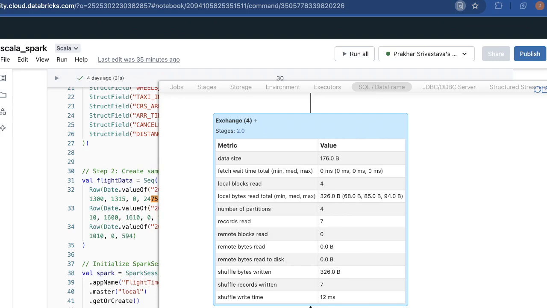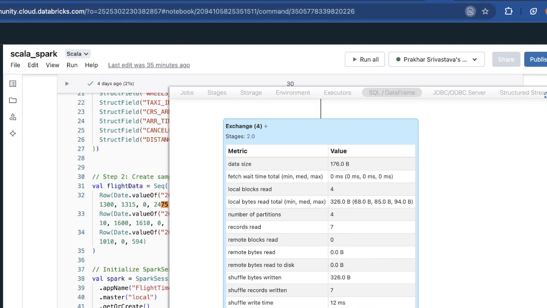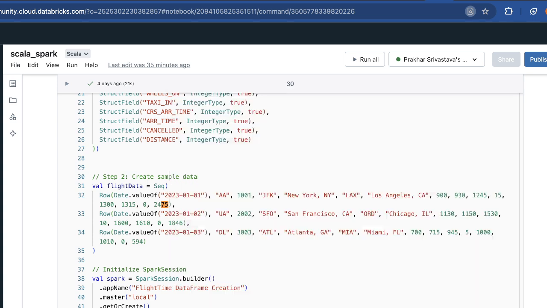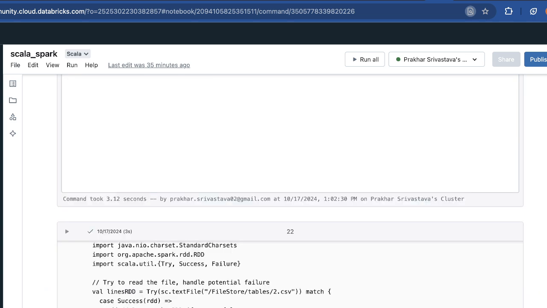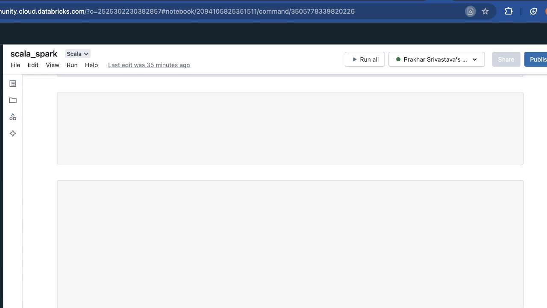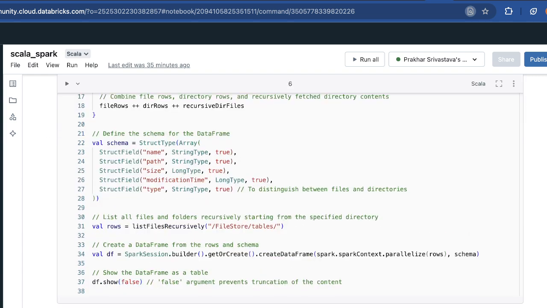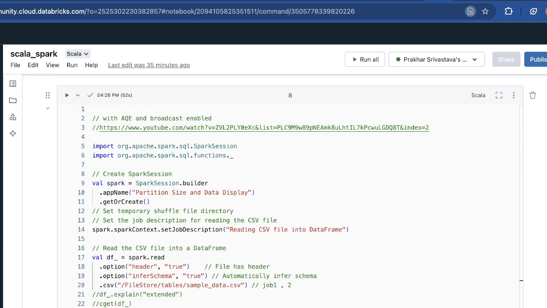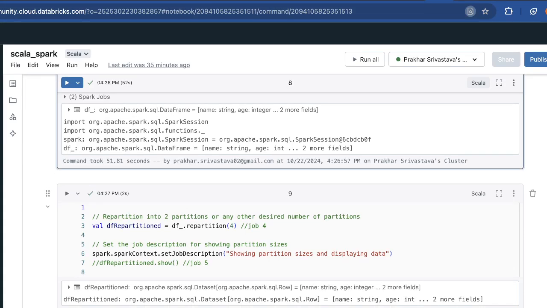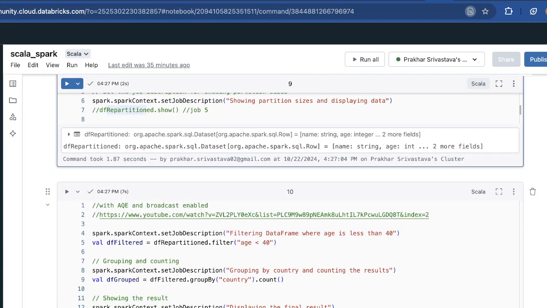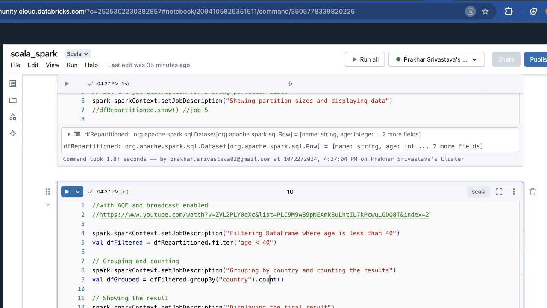Yeah, so I'm running the same data, which we have discussed in the previous video. That means Spark creation, reading the sample data and then repartitioning into 4, and then again filtering, and then grouping, and then count. So let me open the job.